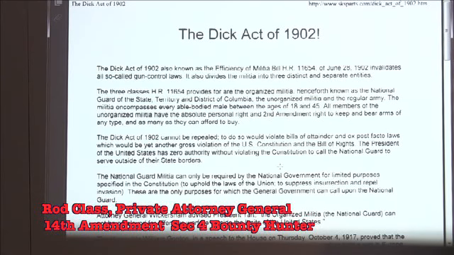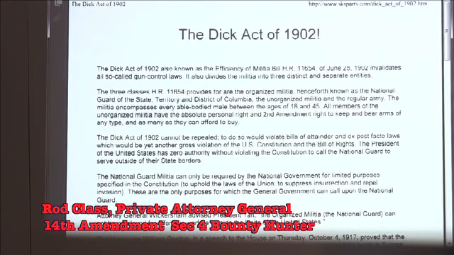They cannot. The Dick Act of 1902 cannot be repealed. Unlike Title 21-841, it was repealed. They can't repeal the Dick Act because it would violate the Second Amendment.